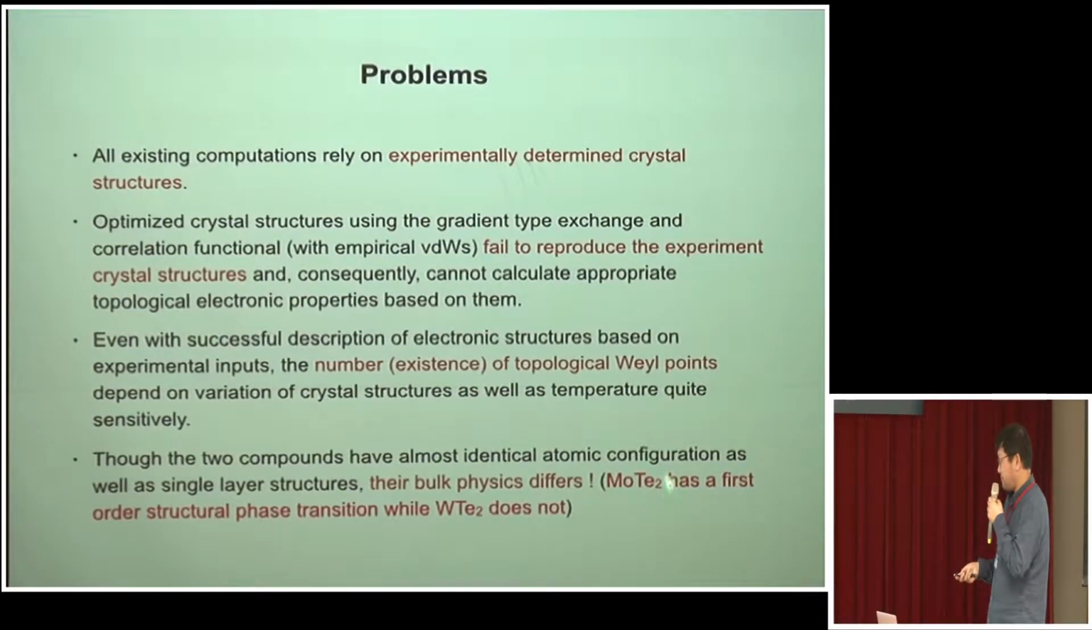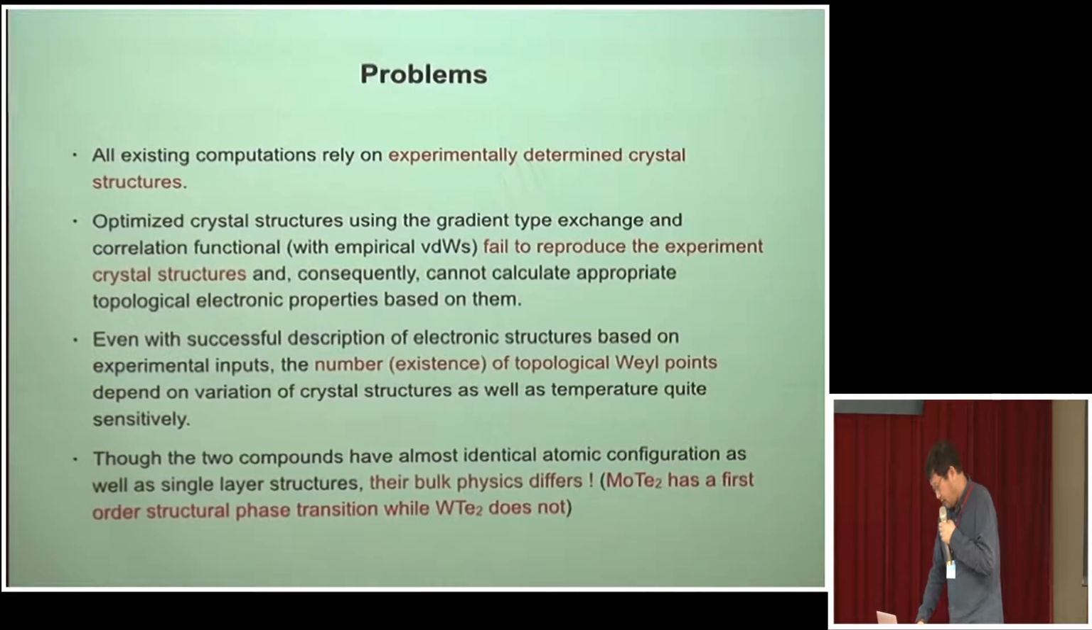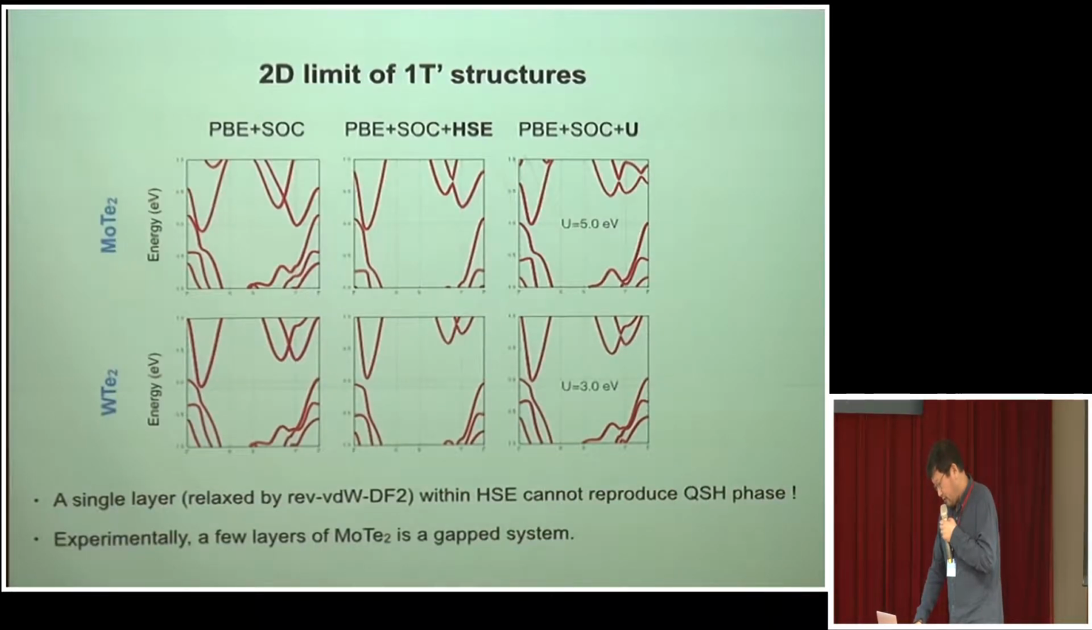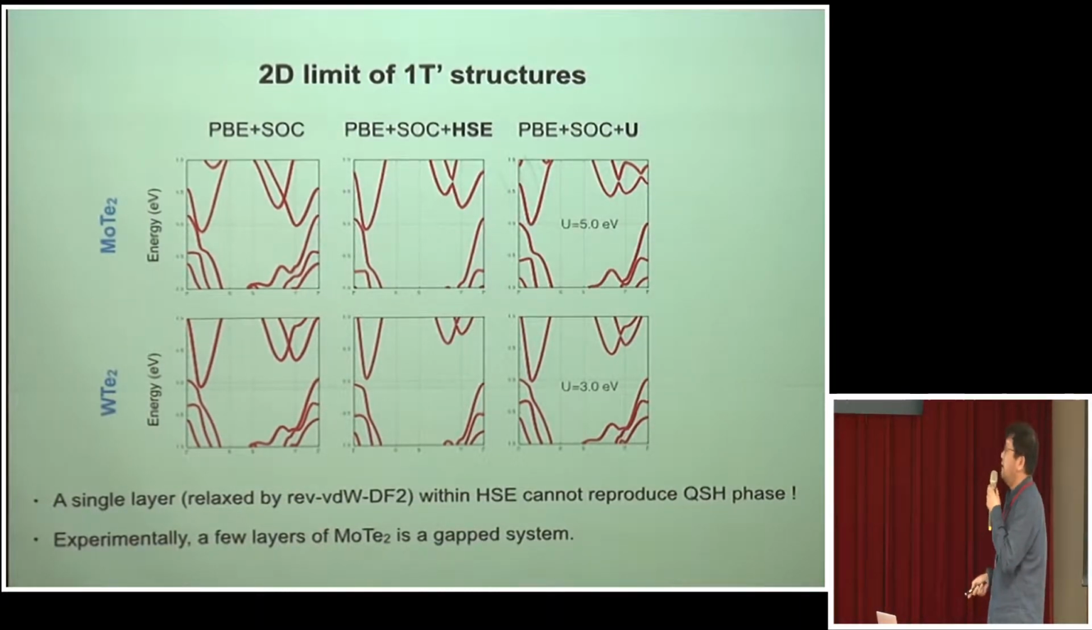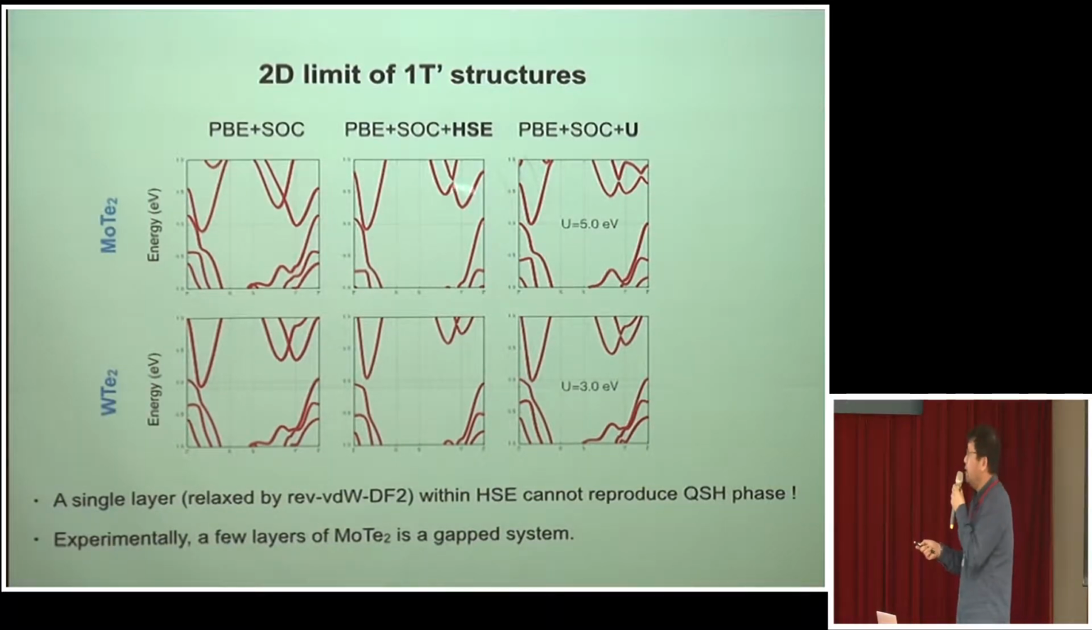So, and also, as I mentioned, there is no known origin for the different structural phase transition. So first we go to the 2D limit of 1D prime structures. As I told you, there were experiments that observed the band gap of the 2D limit of 1D prime structure. But if you just do a simple empirical calculation or a little empirical correction, the gap doesn't occur for molybdenum ditelluride, and tungsten ditelluride gap develops.